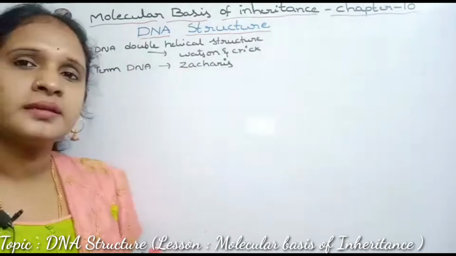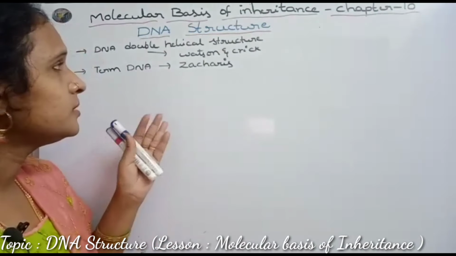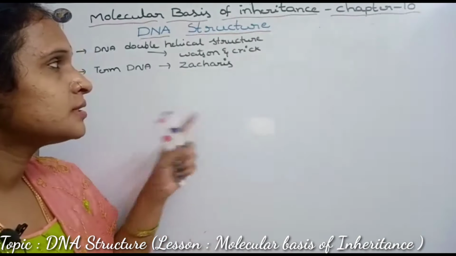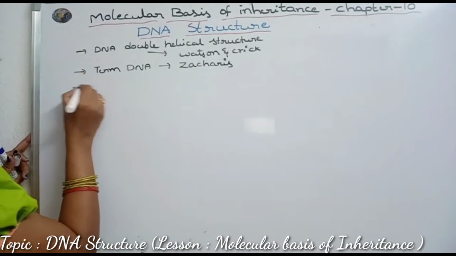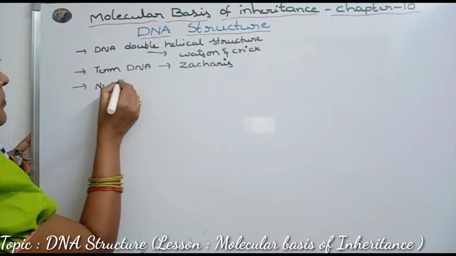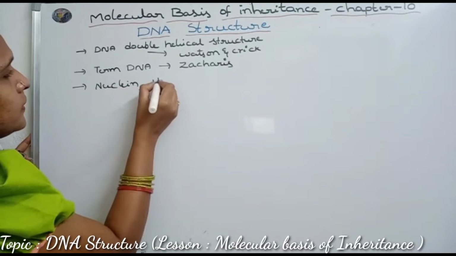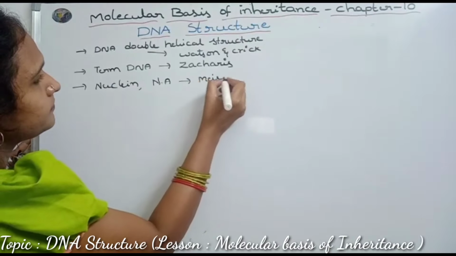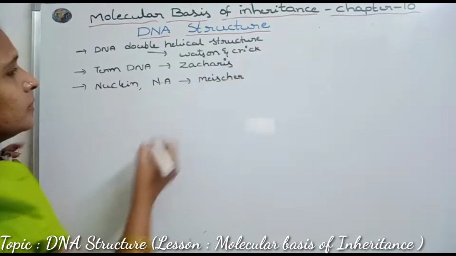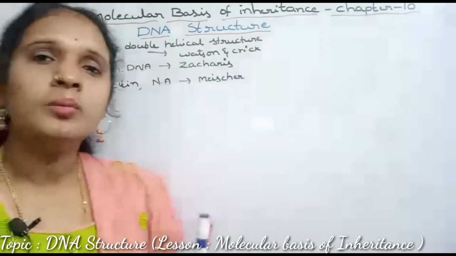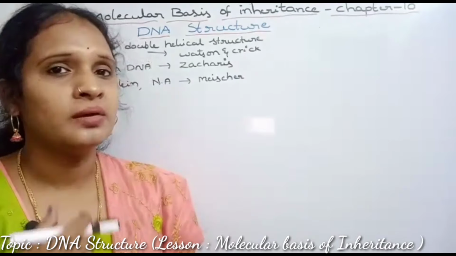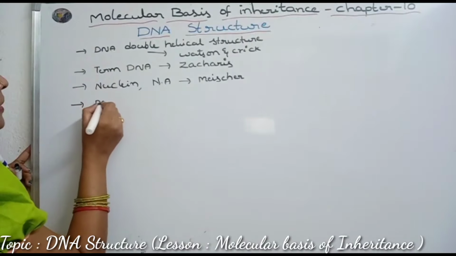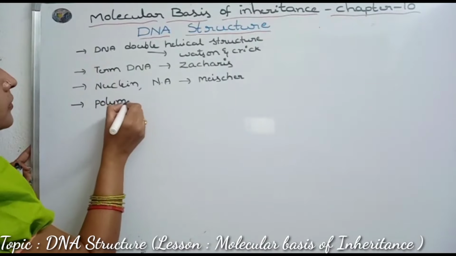DNA and RNA act as nucleic acids. So DNA is a nucleic acid. The term nuclein or nucleic acid was coined by Meyer. So DNA is a long polymer chain of nucleotides.